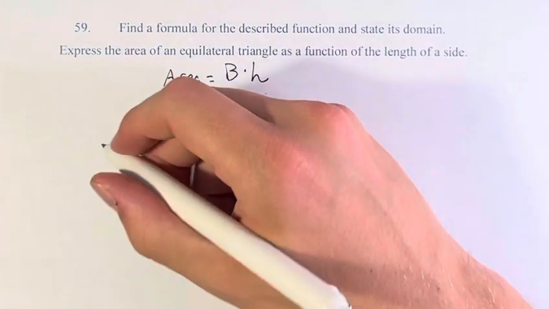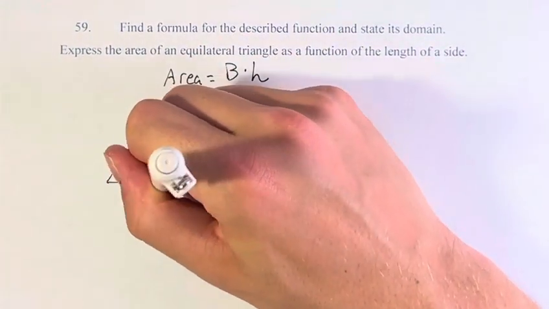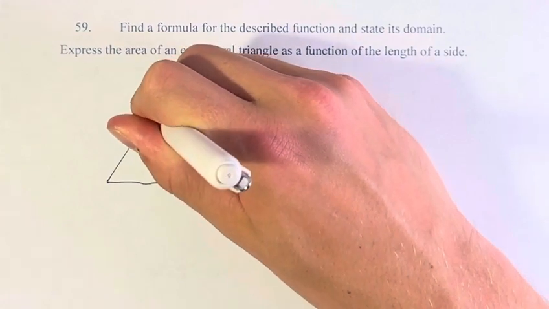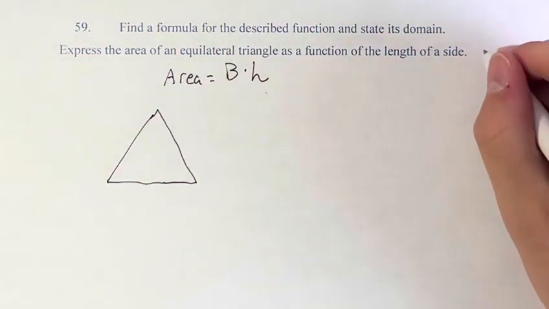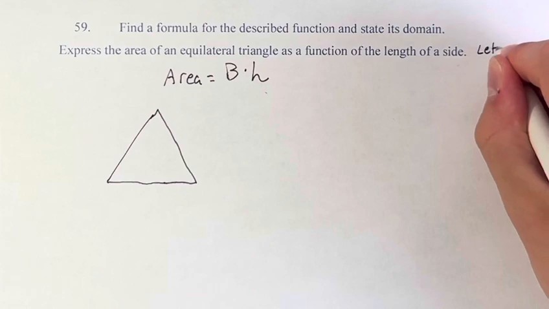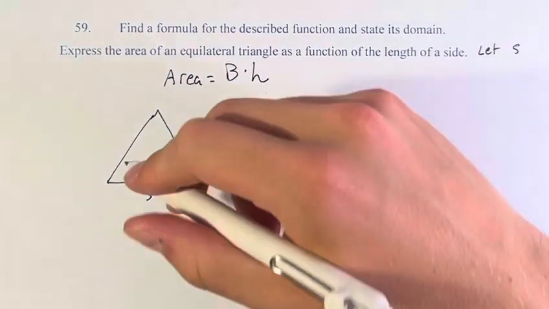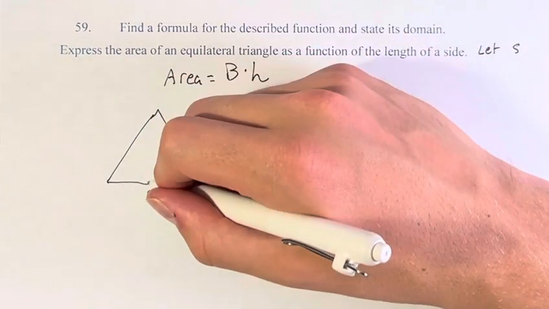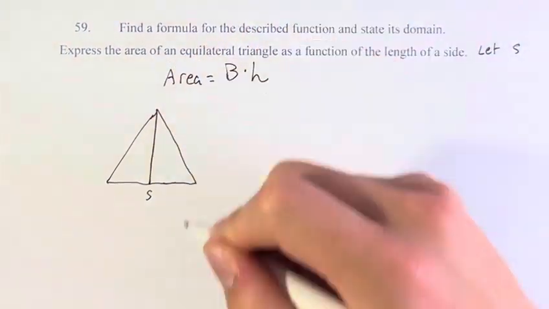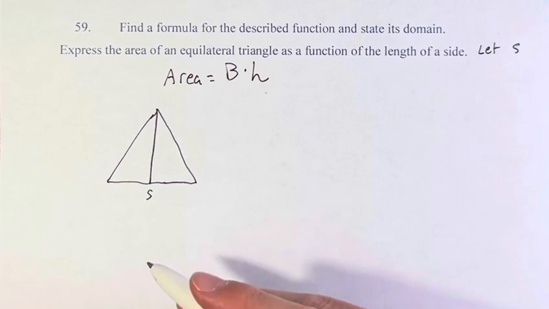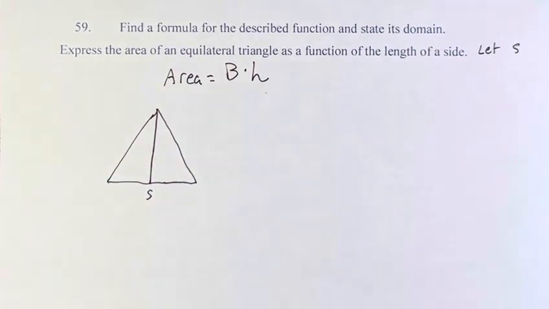In an equilateral triangle, that will look something like this, where we have the length of a side. Let's just call this S. That is the base. And to find the area, we also have to find the height, which is this value right here. And to do this, we're going to do some trigonometry.